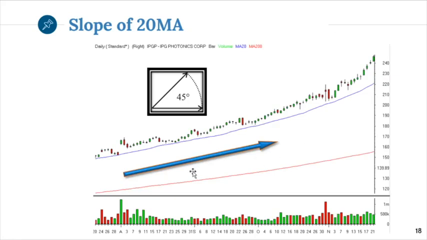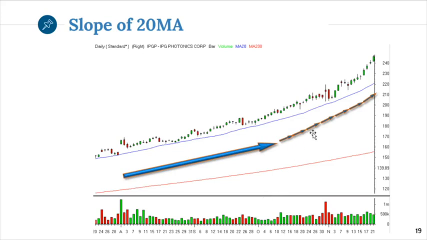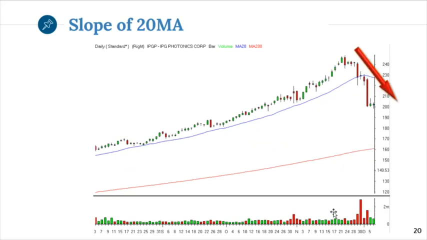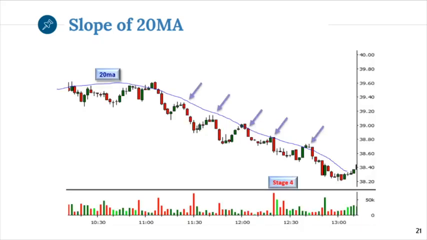That's 45-degree. Beautiful. That's a little too much. That's like 75-degree. And so that is not sustainable. When it starts to accelerate like this, that's not sustainable. That's 45-degree. See it from the upper left corner to the bottom right corner. And that's just a beauty.